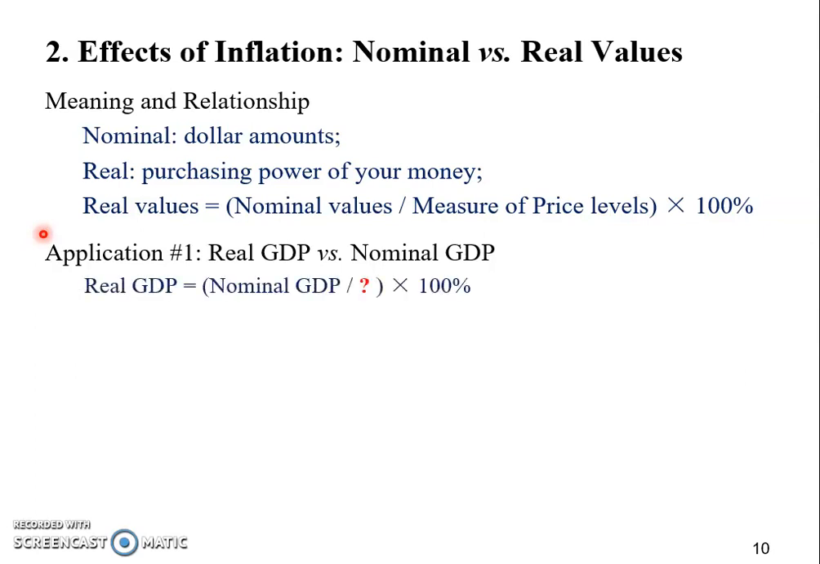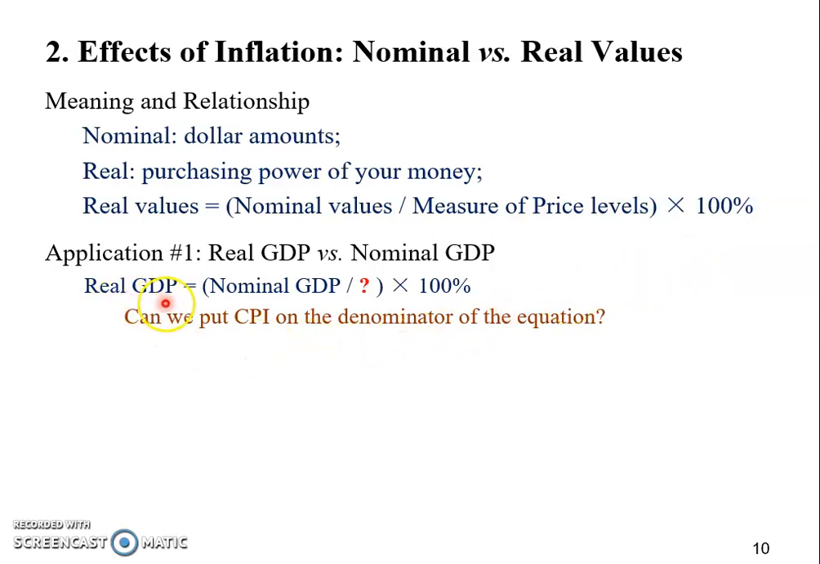Now here, we plug the variables into the general formula we just mentioned. So the real value here would be real GDP. The nominal value would be nominal GDP. The measure of price levels, which one are we supposed to plug in here? Are we going to use CPI? What could be the problems if we put CPI over there as the denominator? Pause the video and think about it.